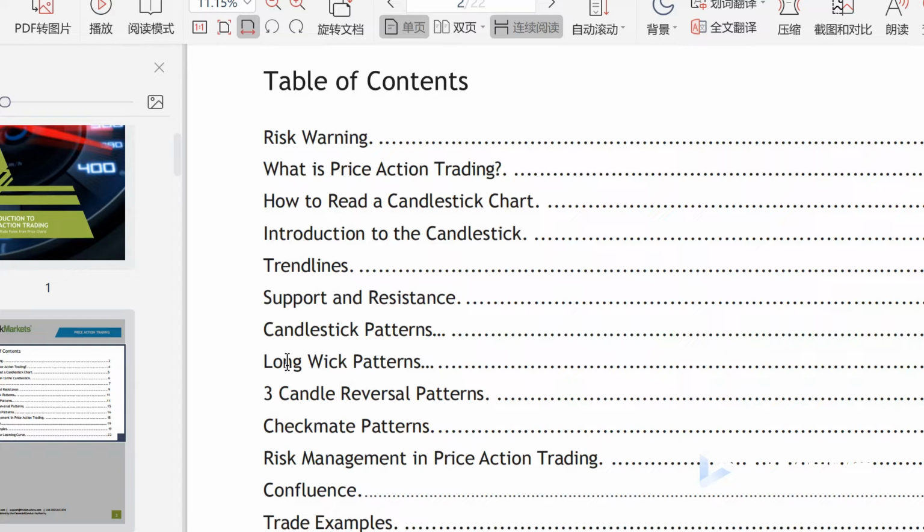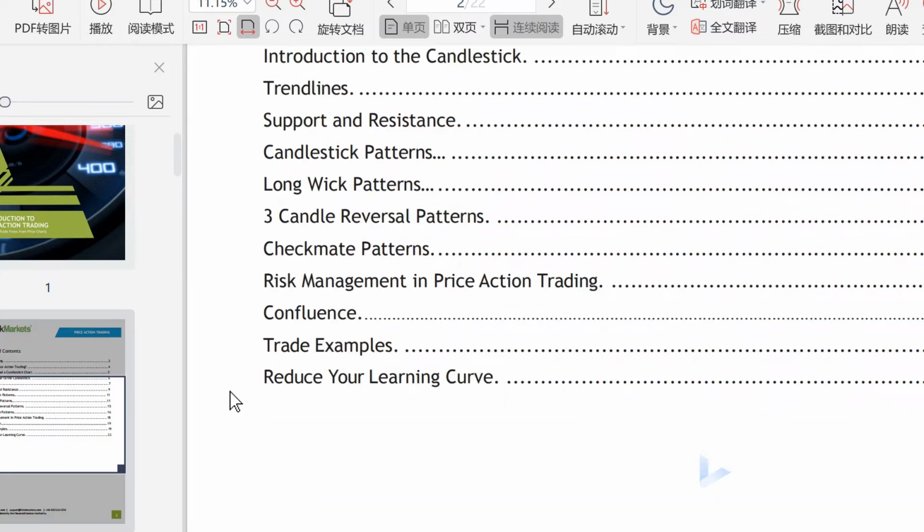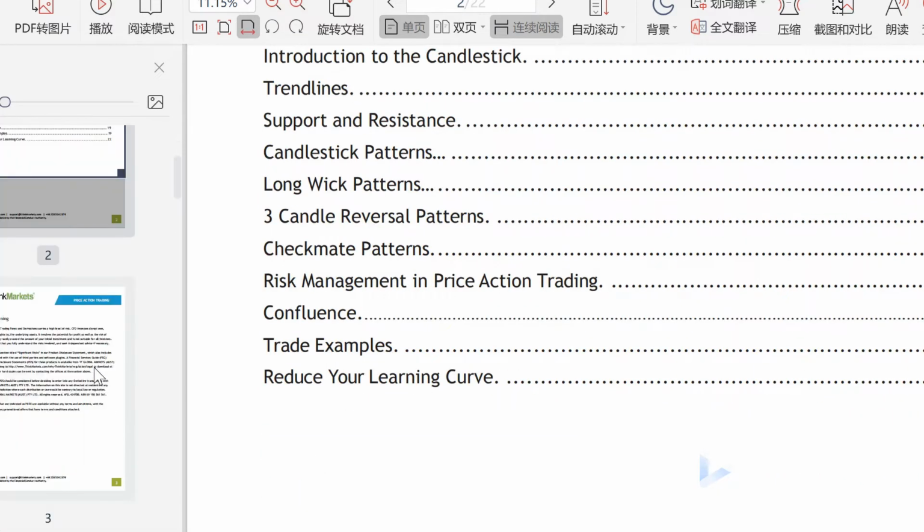The fifth page is about how to read a candlestick chart, and you also have an introduction to the candlestick, trend lines, most importantly support and resistance, and candlestick patterns. You have long wick patterns, three candle reversal patterns, and checkmate patterns. There is also risk management and price action trading, confluence, and trade examples, and how you can reduce your learning curve to boost your learning efficiency.